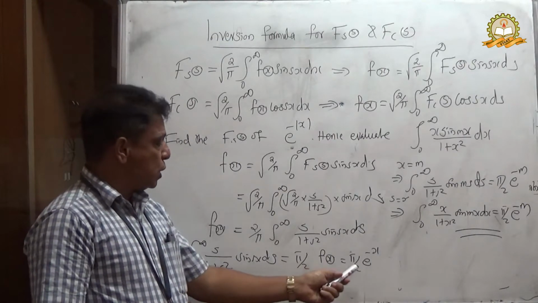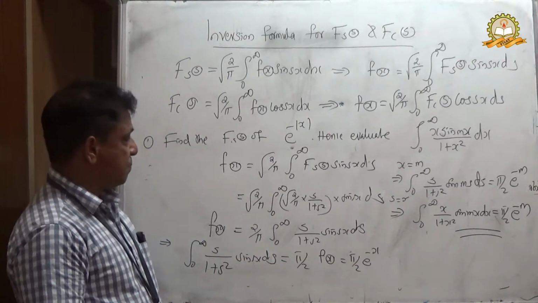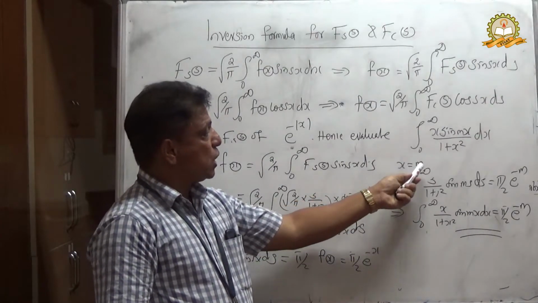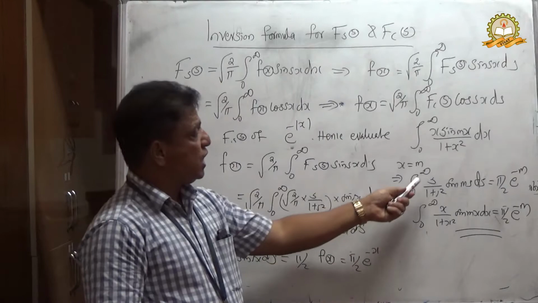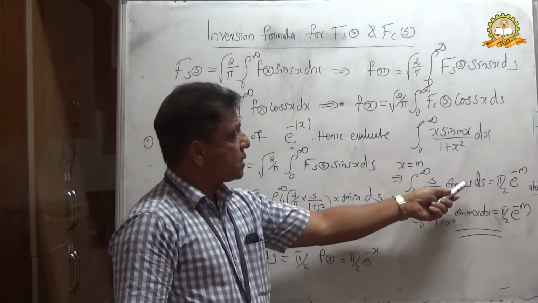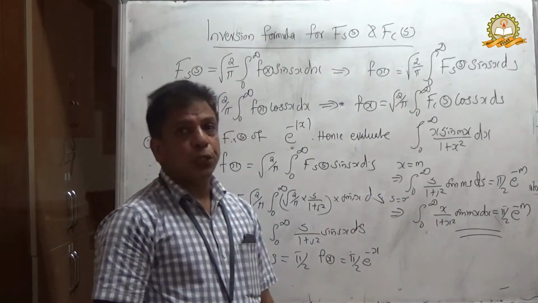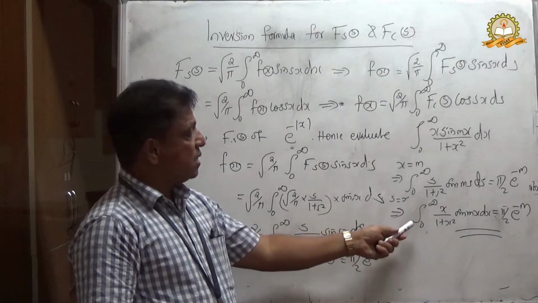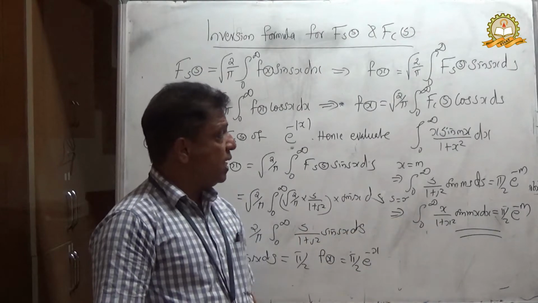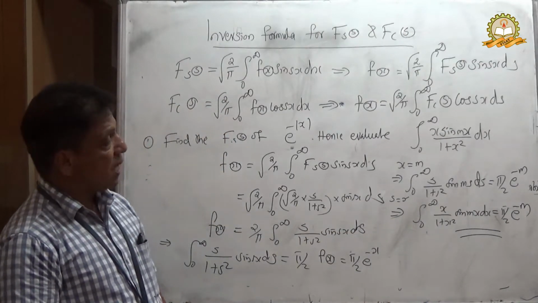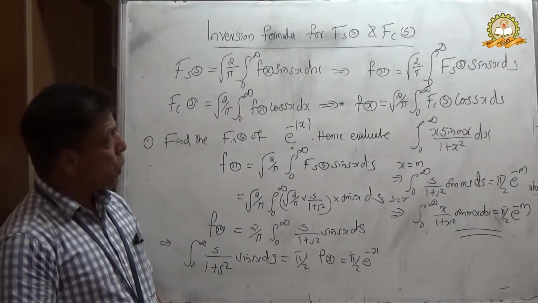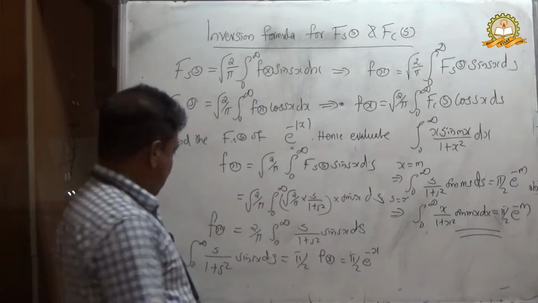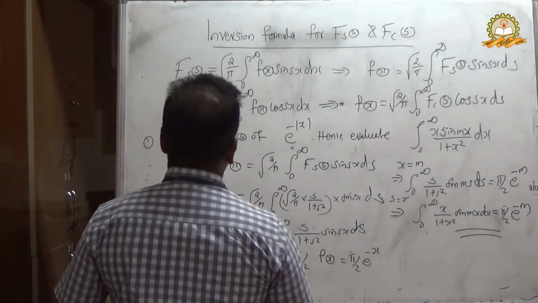Here f of x is equal to e raised to minus x. Then we change x to m. We put x is equal to m. Then we get the integral from 0 to infinity of s by 1 plus s square sin ms ds, that is equal to pi by 2 into e raised to minus m. Finally, we put s is equal to x, then we get the final result: the integral from 0 to infinity of x by 1 plus x square sin mx dx is equal to pi by 2 into e raised to minus m. Okay? Clear? Okay. Then we go to the next problem.